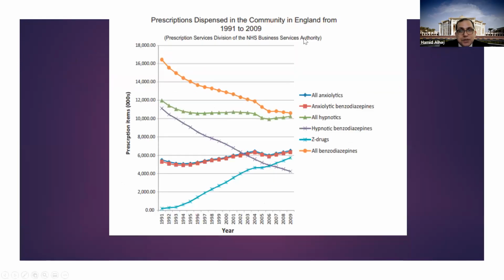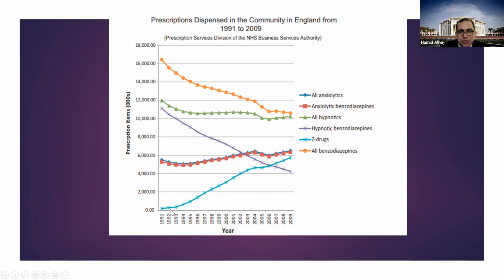So here, just to show the prescription of the Z drugs, over 2 decades, in the 90s and 2000 to 2009. If we look into the benzodiazepines first, and look at this purple line in the middle, the hypnotic use of benzodiazepines dropped dramatically over 2 decades. Okay, so we might think, that's good news because people are not using it as much.